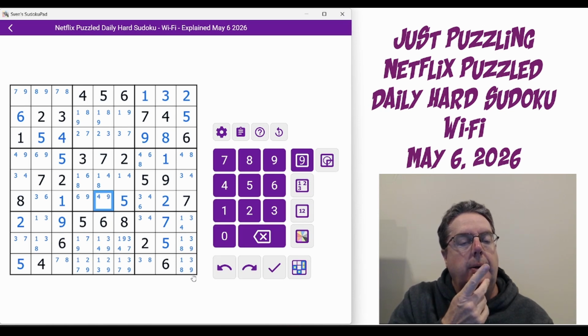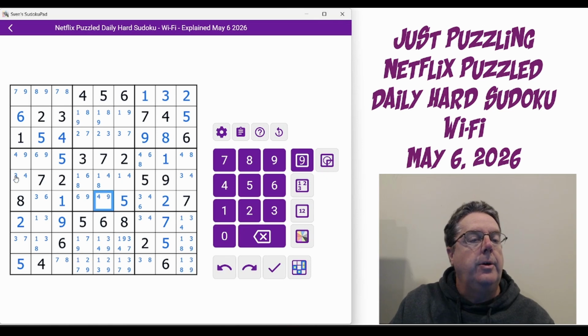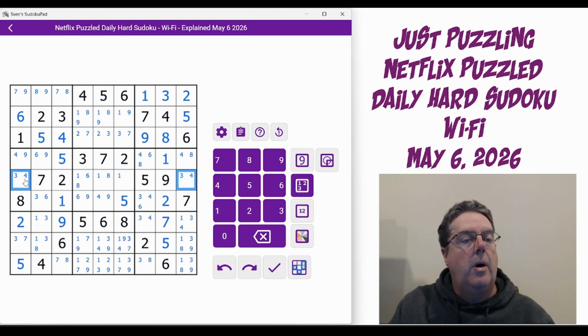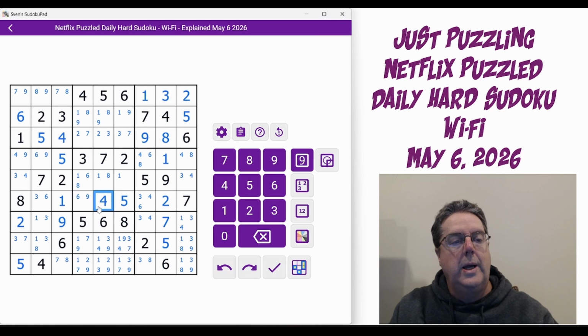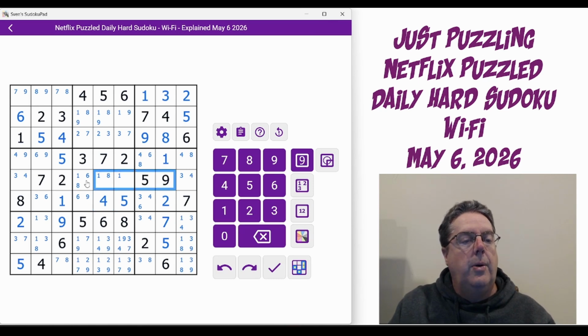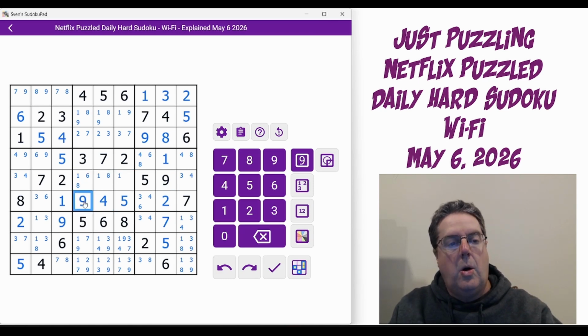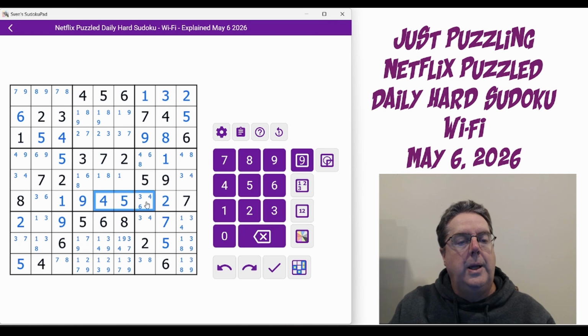That means, alright, so focusing on this row here, this can't be a 4, so 4 is out of here. Because this is a 3, 4 pair, that means that 4 can't be in this row at all, because of the 3, 4 pair there, and 4 can't be here. So this is going to be a 4 here. 9 comes across here, so this is going to be a 9.